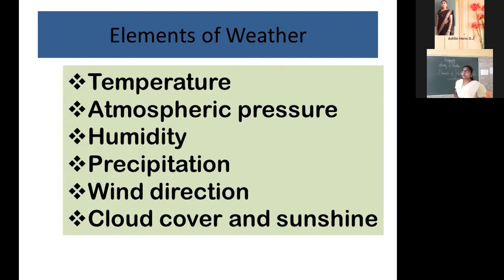Students, this is one of the questions you have in your textbook. It is the C1 question: what are the elements that determine weather and climate? So these are the elements which determine the weather of a place. Can you understand? Once again, all of you repeat.